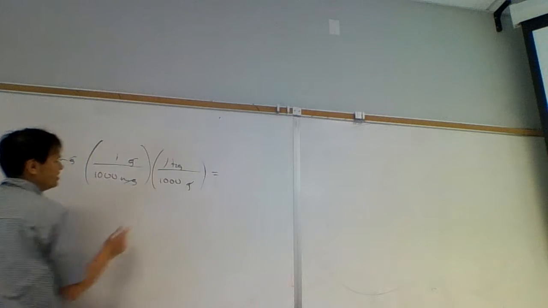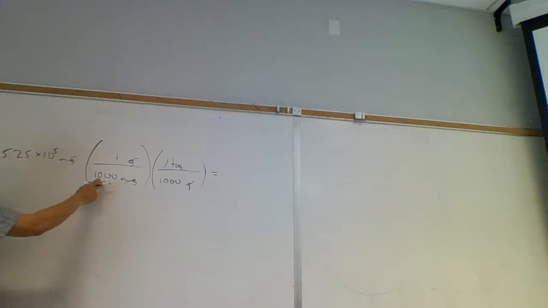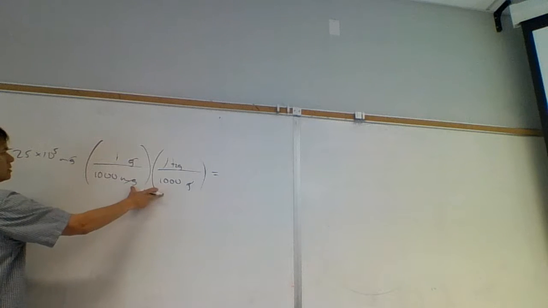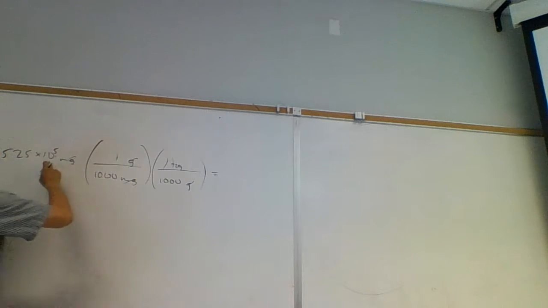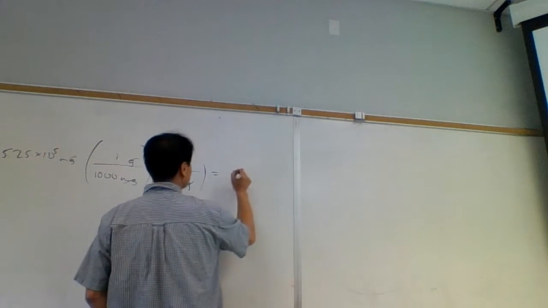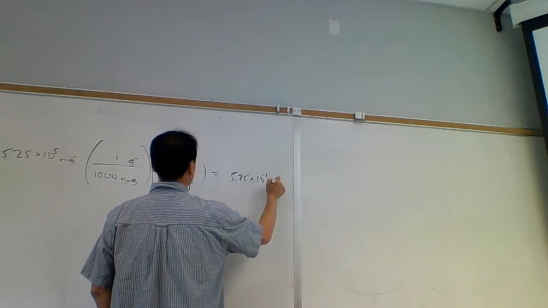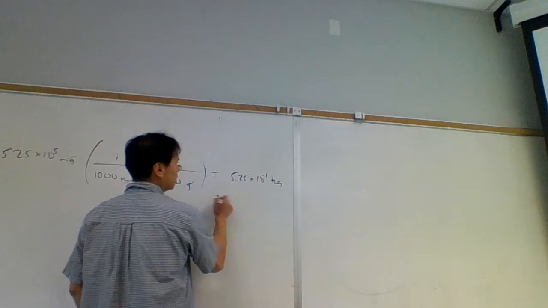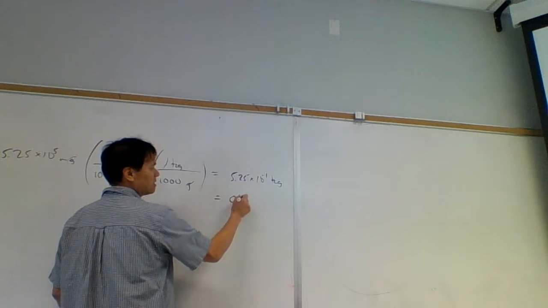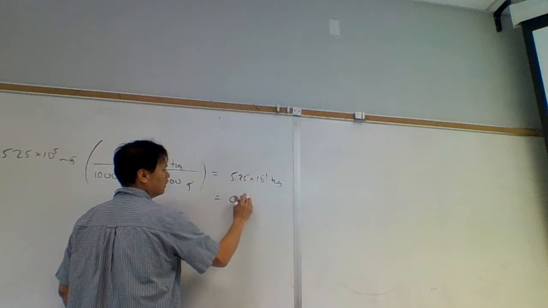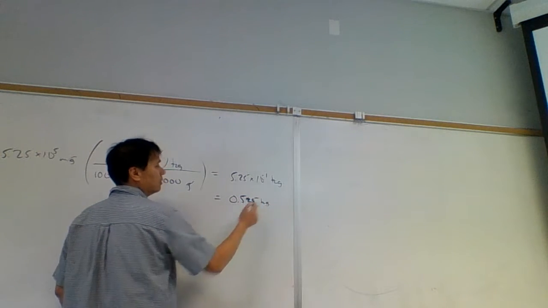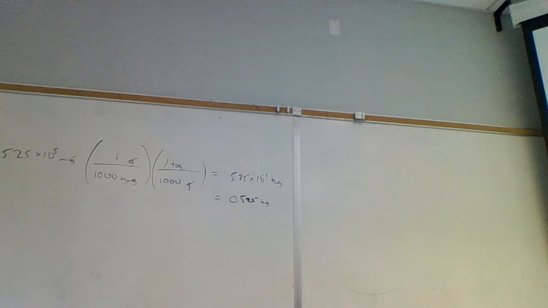Well, we could try to do this in our head. This would be 10 to the third, 10 to the third, so it's 10 to the sixth, 10 to the minus 6, so it would be plus 5, would be 10 to the minus 1. So 5.25 times 10 to the minus 1 kilograms. Or, this one is better written in decimal form, 0.525. Let's see if I got it right. 0.525.